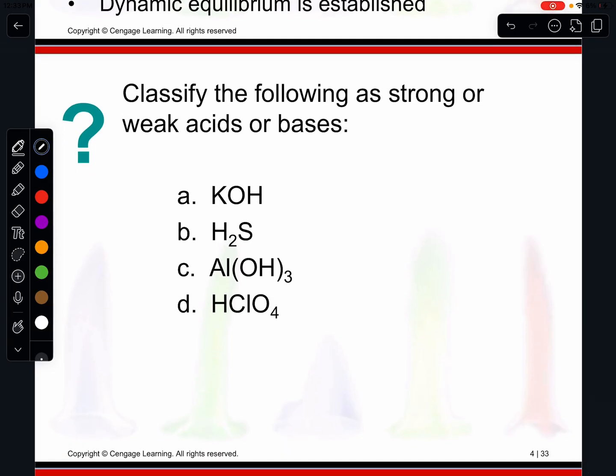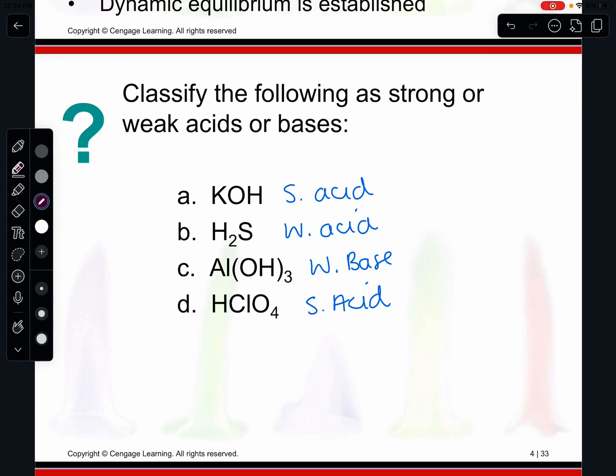So go ahead and pause and try to see if you've memorized your strong acids and your strong bases. And I'm going to go ahead and do them as well. Oh, excuse me, looking ahead here. This is actually a weak base. Please excuse me about that.